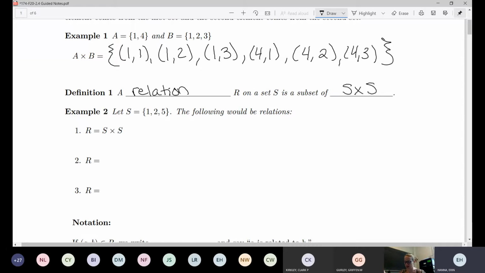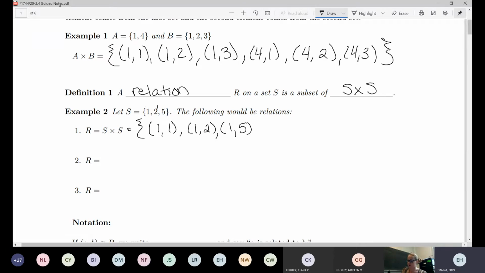Say we have this set S, which is {1, 2, 5}. Then we could define the following relations. We could have a relation on the entire Cartesian product. That would look like this if we do this Cartesian product with itself. The first element being 1, and then we put 1 with 1, 2, and 5. So we'd have (1,1), (1,2), and (1,5).